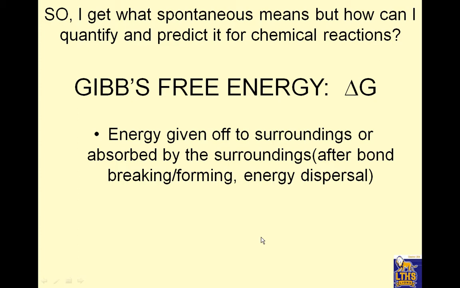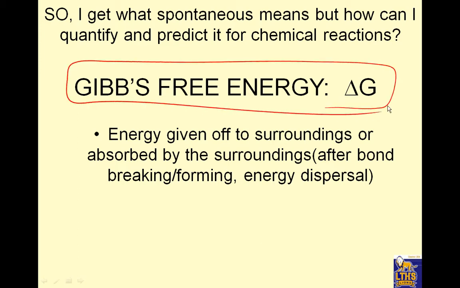So how do we quantify that? Well, we have this value called Gibbs free energy, delta G. What is Gibbs free energy? Well, it's the energy given off to the surroundings or absorbed by the surroundings after all the bond breaking and forming and energy dispersal has taken place.